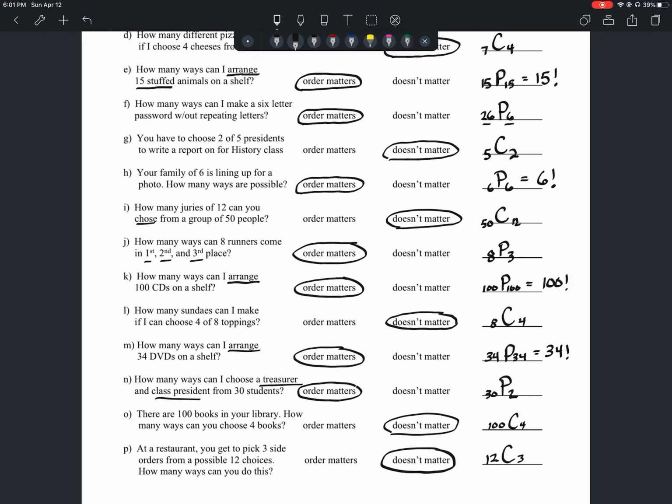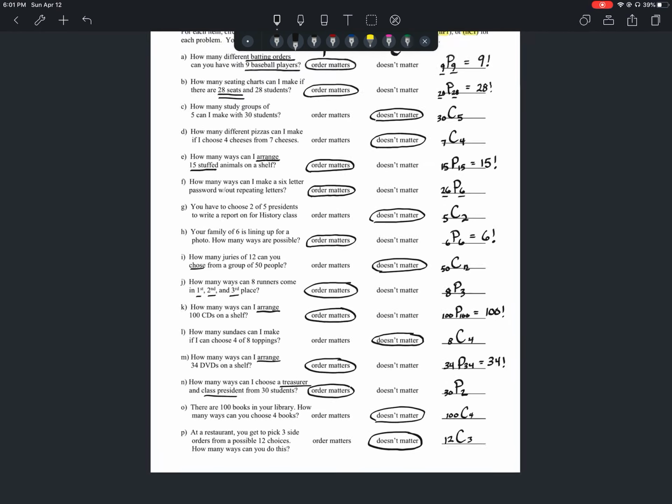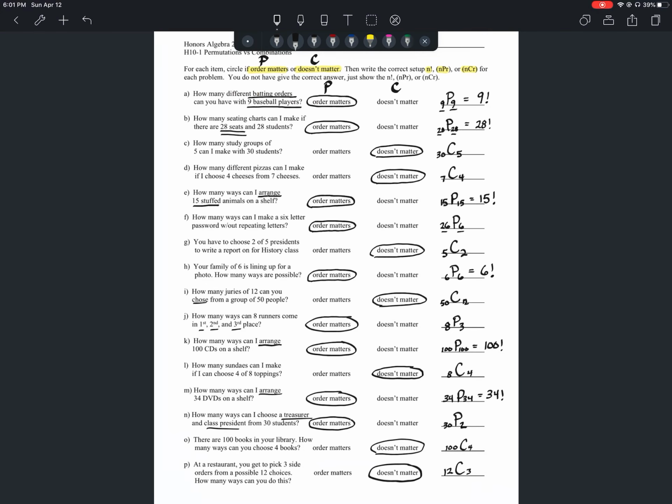If you have questions about any of these, please make sure you reach out to your teacher so we can help clarify anything that's needed. This is worksheet H10-1, the classwork practice version here that goes right after the notes. There is a second worksheet here that you can do on your own and then check your answers on Schoology to make sure that you've got them correct. That would be H10-1 worksheet 2.